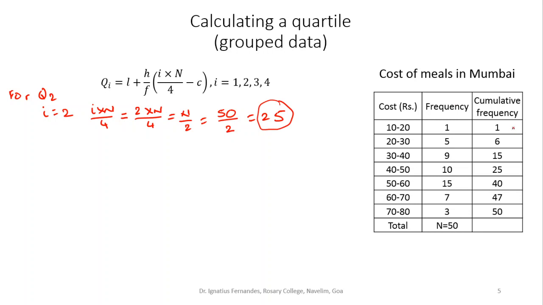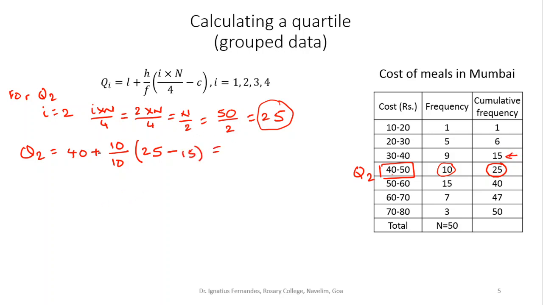In the same way, now find out where the 25th entry is. The 25th entry is here in the cumulative frequencies. Accordingly, this will be the class that will contain Q2, which is the same as the median, and this is something that we have already done before. So what will be Q2? Q2 is equal to the lower limit of the class, that is 40, plus class size, which is 10, divided by the frequency of that class, which is also 10, into I into N upon 4, which we have found to be 25, minus the cumulative frequency of the preceding class, which is 50.